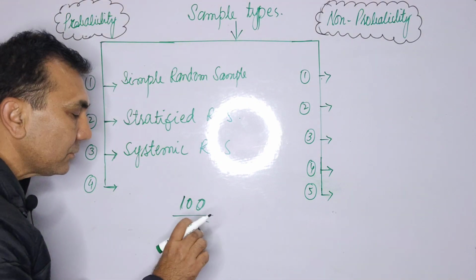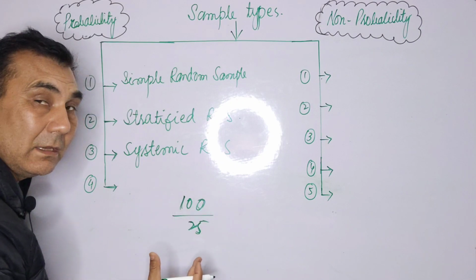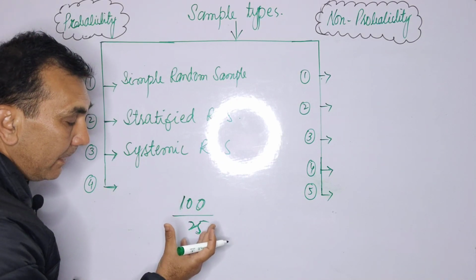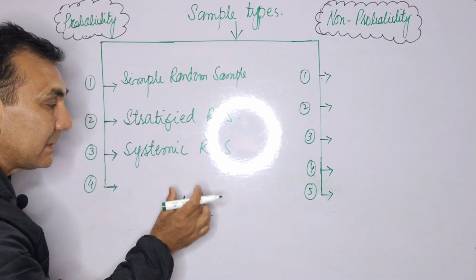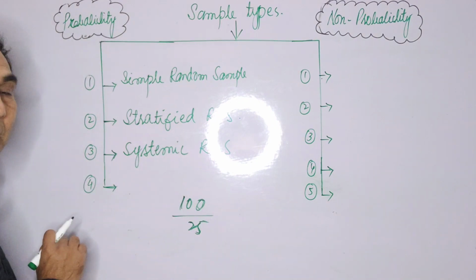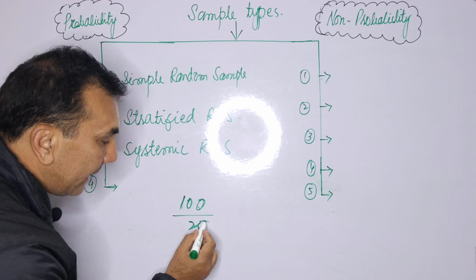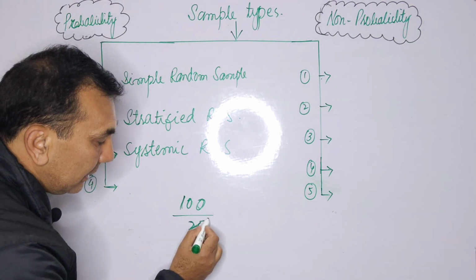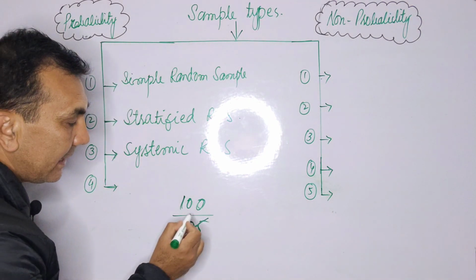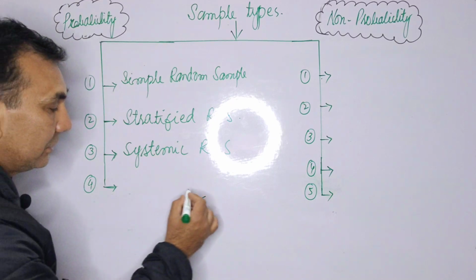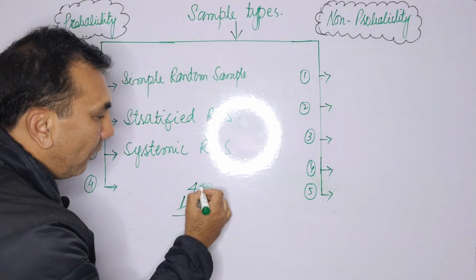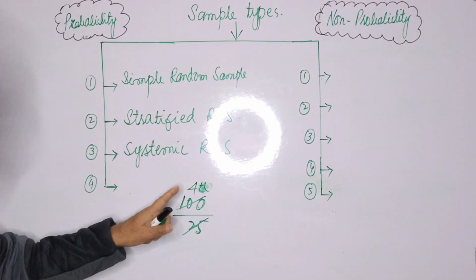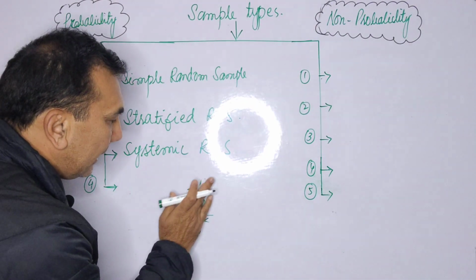The researcher wants to collect the information from the 25 sample size in a systematic way. So you divide the total population by the sample size. So what will come? It will come to four. It means every fourth, the kth value.